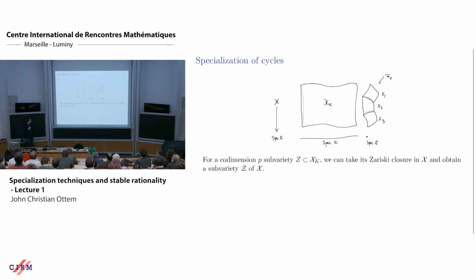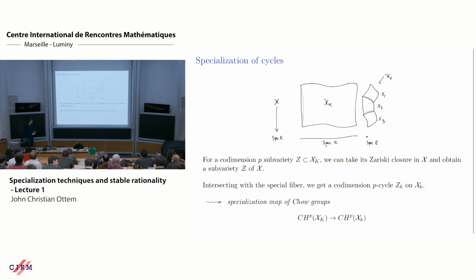In this setting, there's this very useful map on Chow groups. If you take some subvariety of the generic fiber, because this is dense, you can just take the Zariski closure, and any cycle here will give you a cycle here. So that means that you get a map on Chow groups from the generic fiber to the special fiber. It's really take the closure of the cycle.